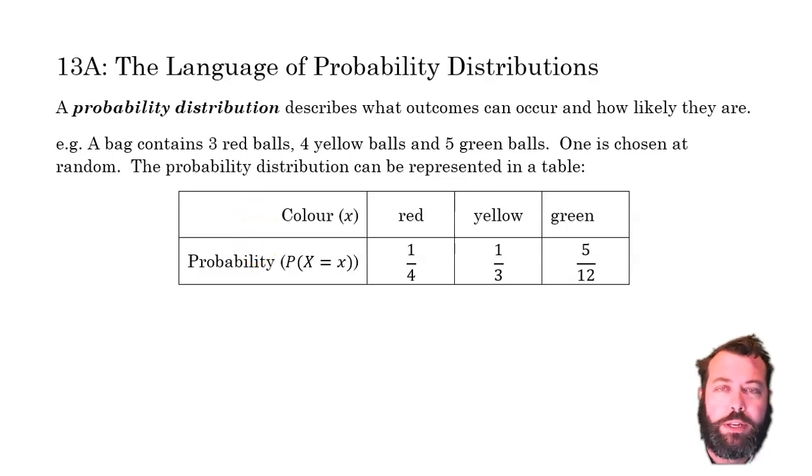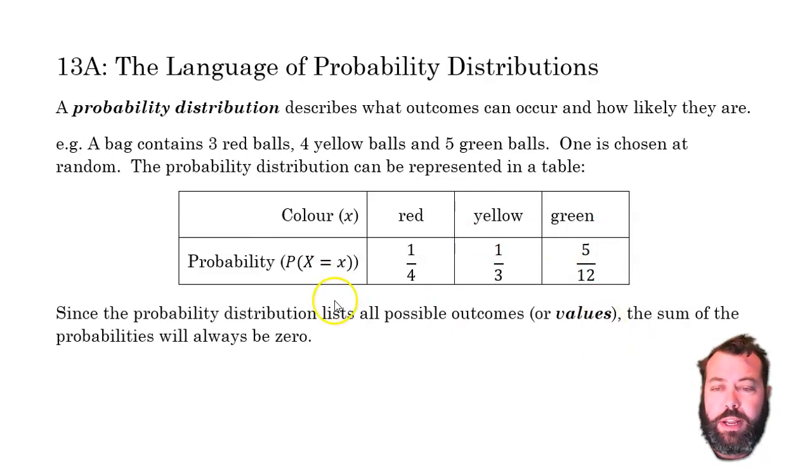These are not uniformly distributed. They do not all have the same probability. The probability of red would be, well, 3 out of a total of 12, or a quarter. Yellow is a third, and green is 5/12.